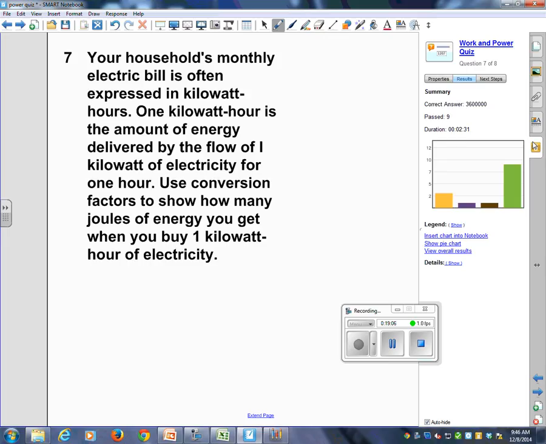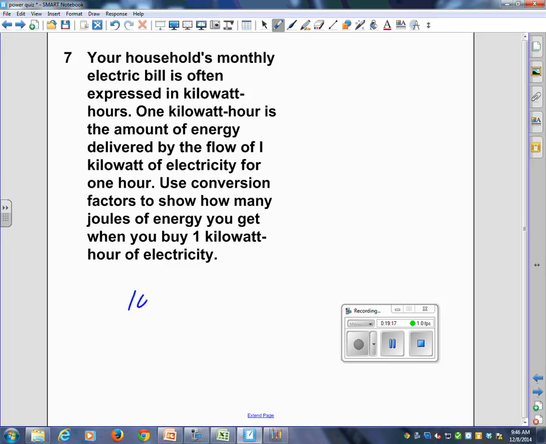So 1 kilowatt hour is a flow of 1 kilowatt of electricity for 1 hour. Use a conversion factor to show how many joules of energy you get when you buy 1 kilowatt hour of electricity. So 1 kilowatt is 1,000 watts for an entire hour. Where does 3,600 come from? 60 seconds in a minute, 60 minutes in an hour. So it's 3,600,000 joules. That's a lot of Fruit Loops.